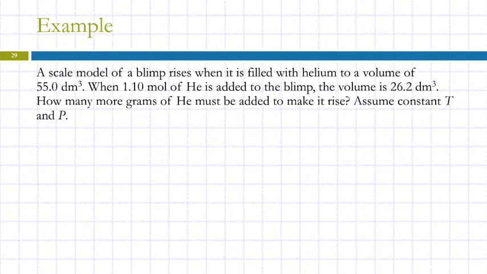Another example. This is a little more involved. So, a scale model of a blimp rises when it's filled with helium to a volume of 55 cubic decimeters. When 1.1 mole of helium is added to the blimp, the volume is 26.2 cubic decimeters. How many more grams of helium must be added to make it rise? Assume constant T and P.